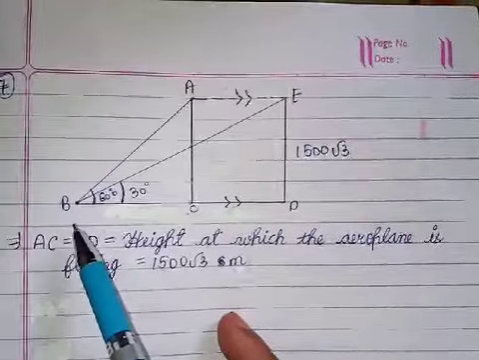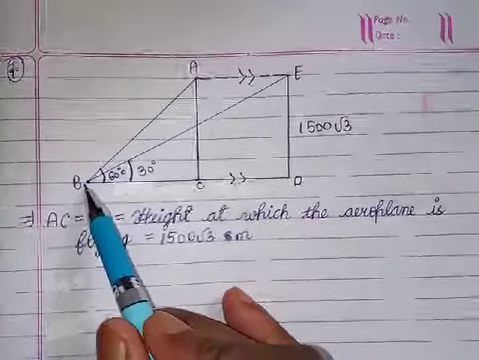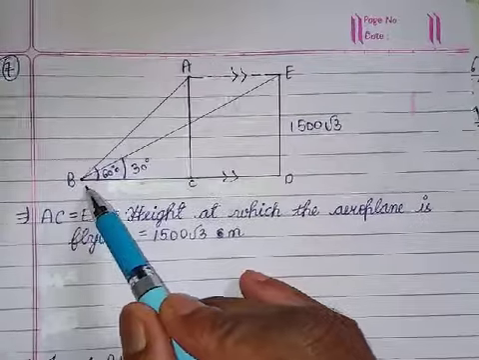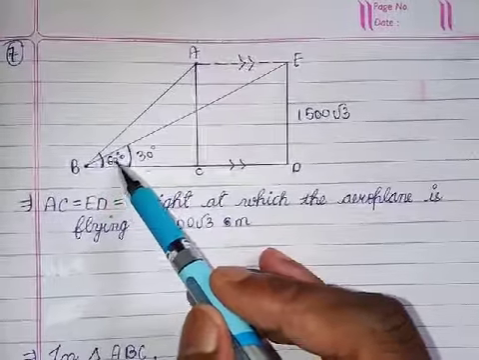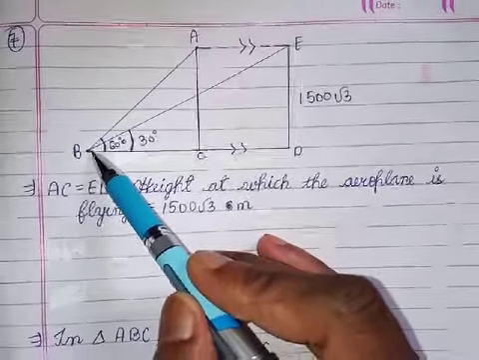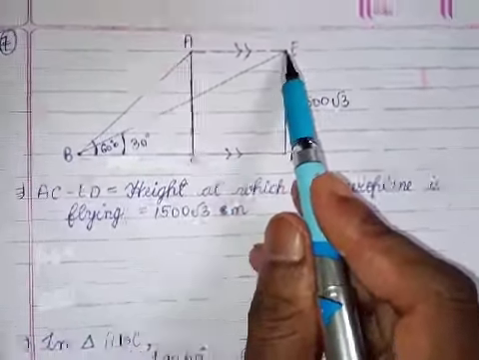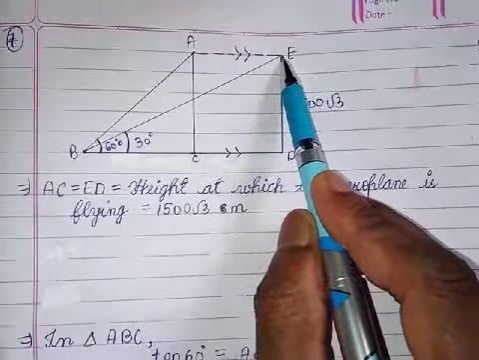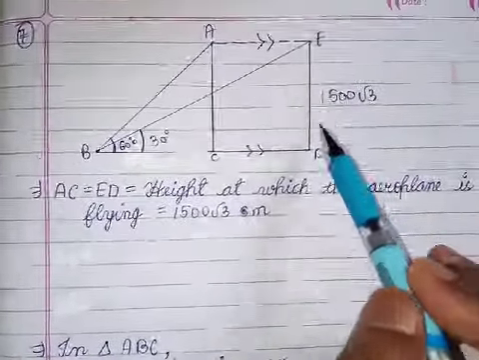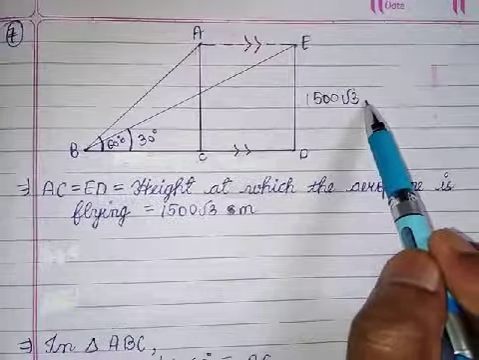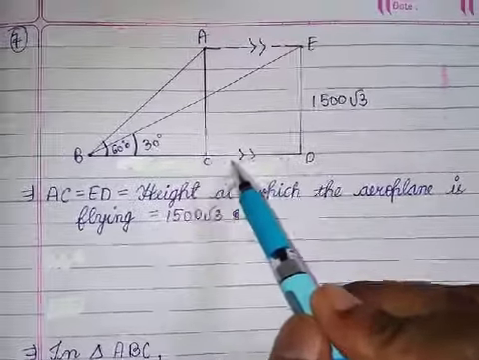Suppose the angle of elevation of an aeroplane from a point on the ground, which is B, at the first instant, the aeroplane is spotted at point A. It is making an angle of 60 degrees. Then after 15 seconds, it is spotted at point E. And at that time the angle of elevation was found to be 30 degrees. If the height is 1500 root 3 meters, you have to find the speed of the plane during that time interval.